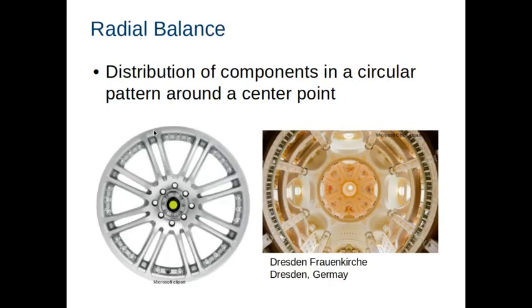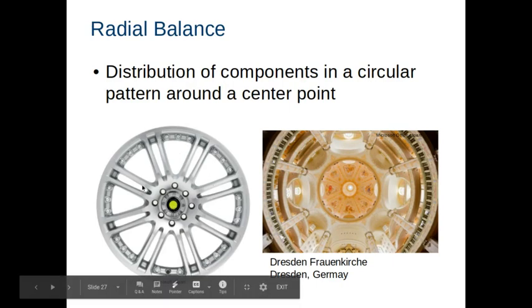Then we got radial balance. So rather than a line of symmetry, we have a point in the center. So the symmetry goes around the middle, just like this ballroom here.